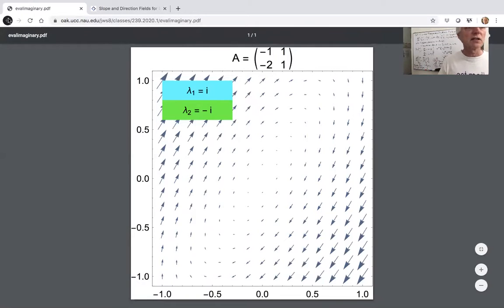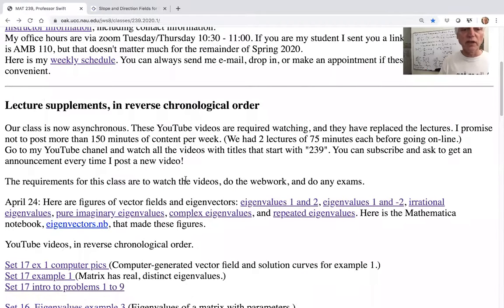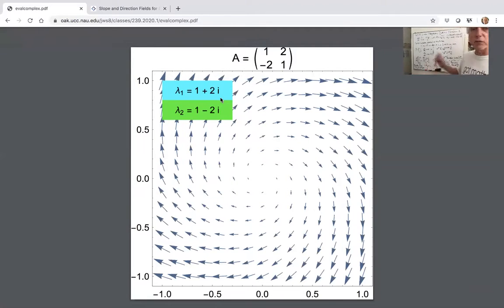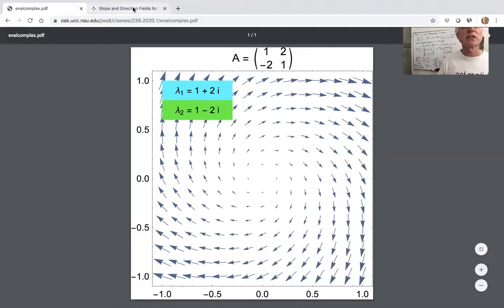Okay, let's look at a few examples. Here's a complex eigenvalue, 1 plus 2i. According to my rule, a is 1 and b is 2. So e to the at is a growing exponential. That's why you get the spiraling out. In fact, maybe we should go to the other thing. I think we can remember this: (1, 2; -2, 1).